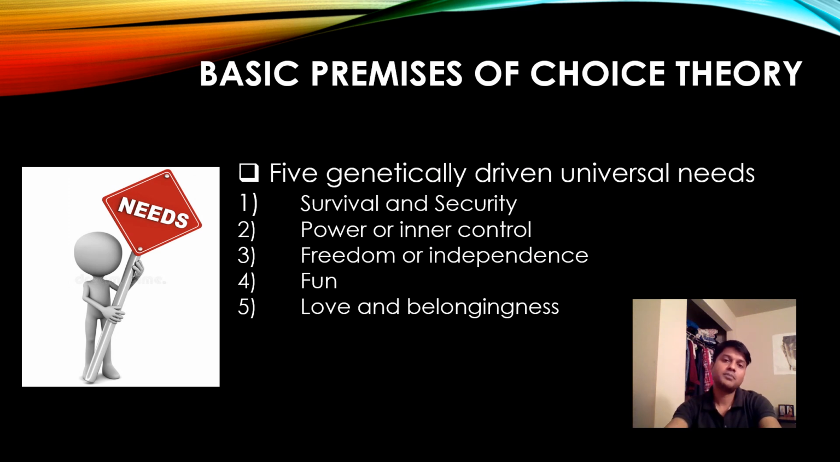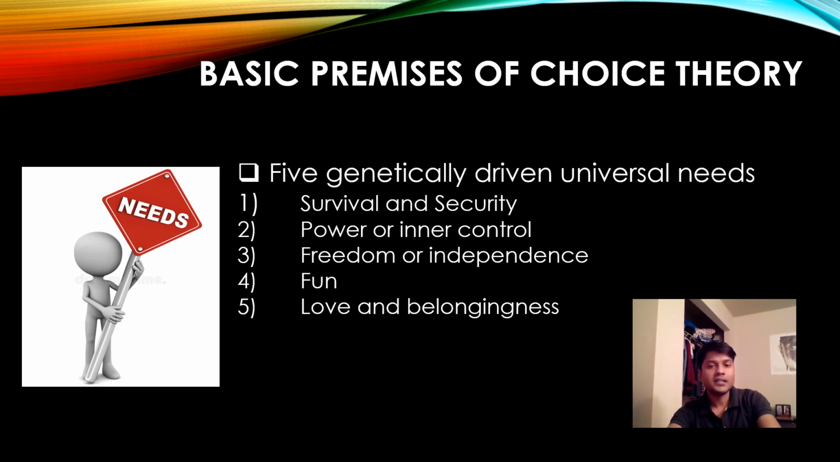The first concept that Glasser talked about is the five core human needs. He called these five core human needs genetically driven because he believed that these five needs are part of our genetic structure, and these needs are universal in nature. So everybody born as a human has these five universal needs.